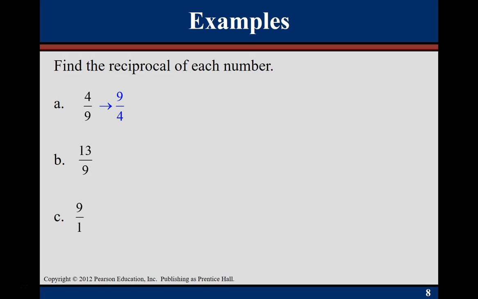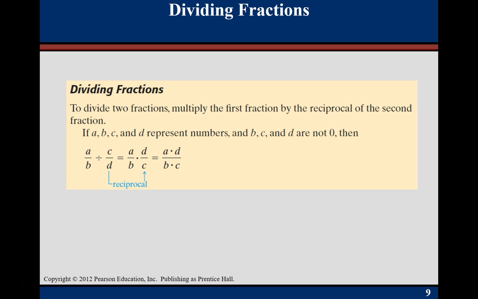The reciprocal of 4/9 is 9/4. The reciprocal of 13 over 9 is 9 over 13. The reciprocal of 9 over 1 is 1 over 9. We'll use those to divide. When you're dividing fractions, you'll keep the first fraction the same, change your division symbol to multiplication, and then take the reciprocal of the second fraction. Then you'll multiply as normal.